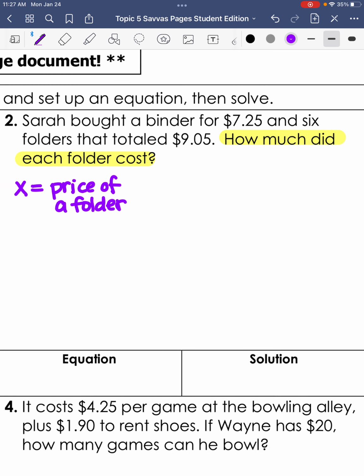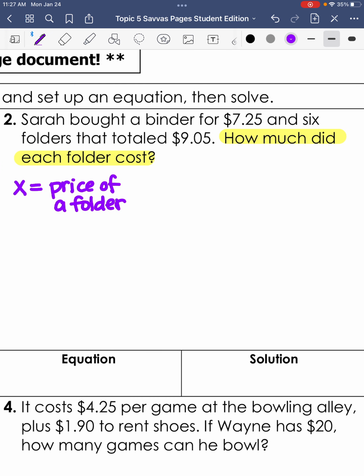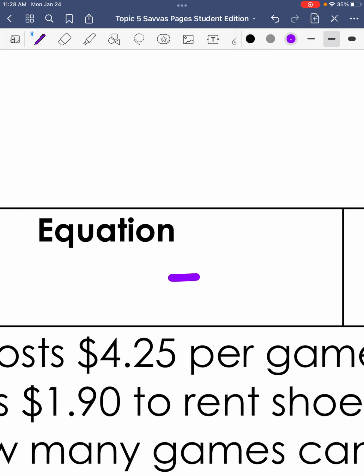Well, what is some important information that I might circle? She bought a binder, and the binder cost $7.25. She bought 6 folders, and the total amount that she spent was $9.05. Okay, well, I just pointed out that the total she spent was $9.05. So I know where the $9.05 needs to go in my equation. It goes after the equal sign. I'm going to write it as 9.05.